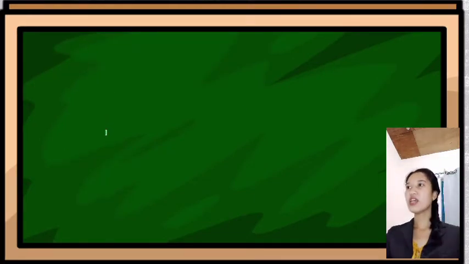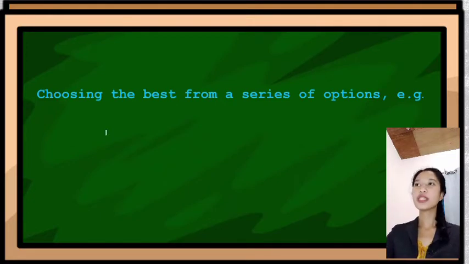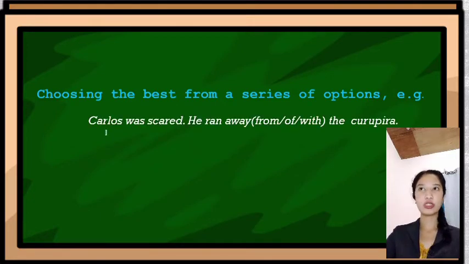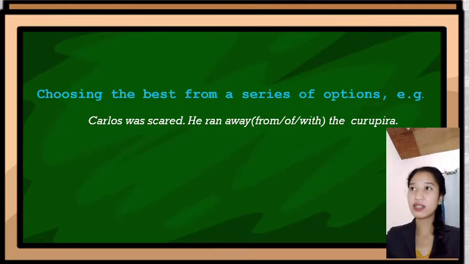Now, here is choosing the best from a series of options. Here are the choices in between the sentence. Let's read the sentence. Carlos was scared. He ran away from, off, with the Curupira. So what do you think is the word that fits in this statement? Let's read it with the options. Let's start with the word with. Carlos was scared. He ran away with the Curupira.